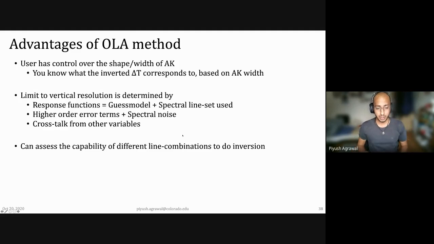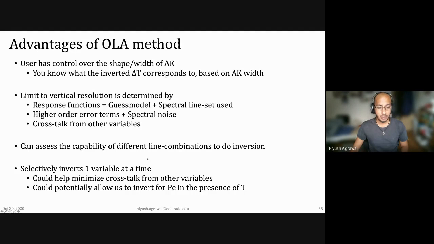OLA can also be used to assess the capability of different line combinations to do the inversion. That's another advantage. And given that OLA inverts for one variable at a time, it can help minimize the crosstalk from other variables. This concept could actually be used to help us invert for electron pressure or gas pressure in the presence of temperature, which is a really hard thing to do in spectropolarimetric inversions.